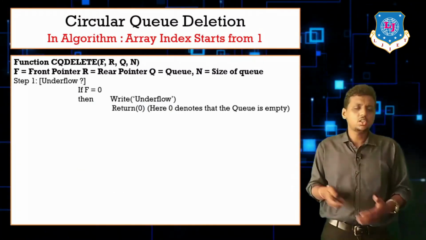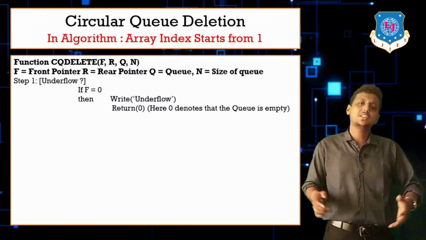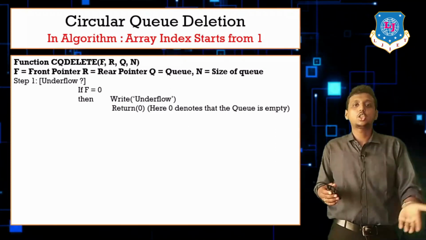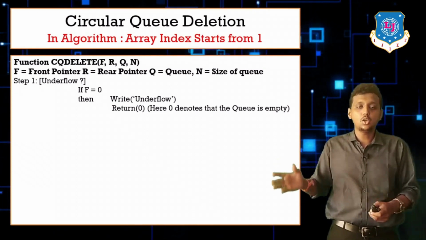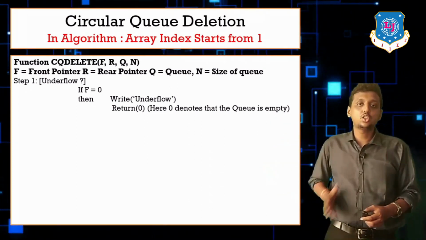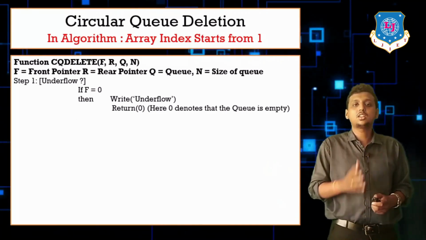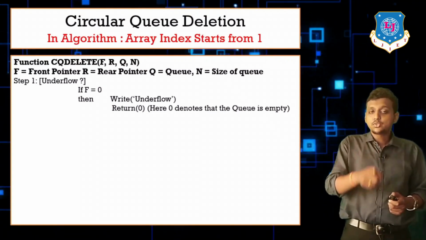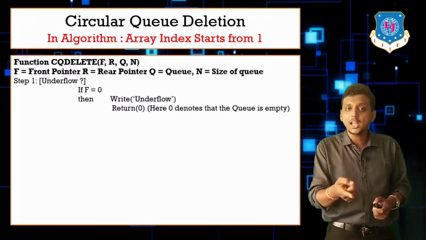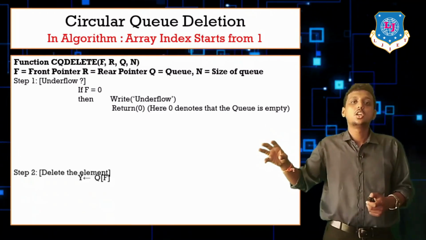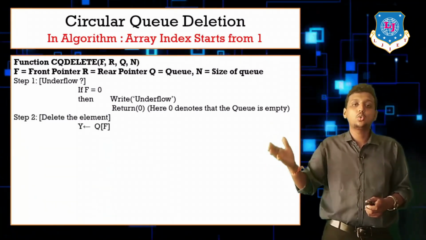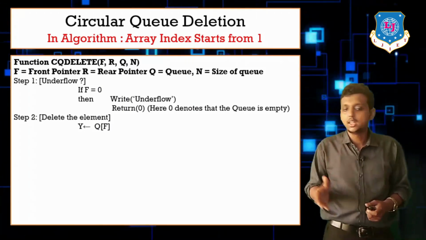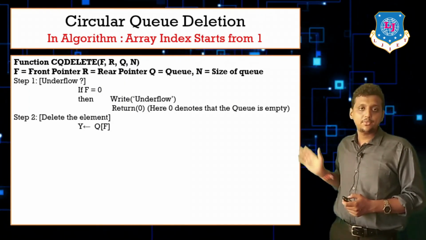During deletion, we need to check the underflow condition, obviously. When the Q is empty, it is known as underflow, and the front and rear are at 0. So you can write: if F is equal to 0, the Q is underflow. It is the same as the simple Q deletion. Now the second step: if your Q is not empty, you have some elements to delete. So you just need to assign Q of F to Y.